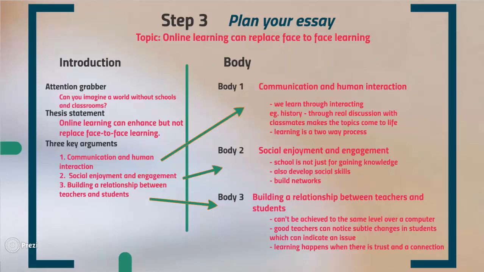So for my final key argument, building a relationship between teachers and students can't be achieved to the same level over a computer. Good teachers can notice subtle changes in students which can indicate an issue, and learning happens when there is trust and a connection. So I don't plan the conclusion because actually it's very similar to the introduction. All I need to do is remember to paraphrase.